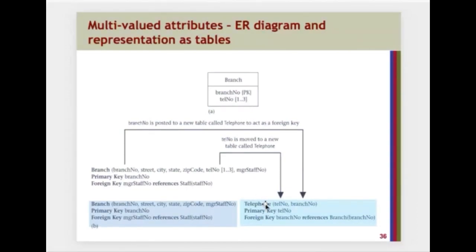Now, you see here that telephone number was a part of the branch table. So definitely there is a relationship, and in this relationship, branch number is the parent and telephone number is the child. So we will add the primary key of the branch into the child table, which is telephone, to show their relationship. Of course, as we know, it will become a foreign key here.